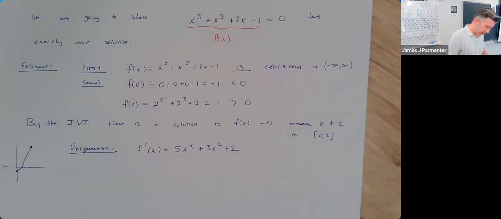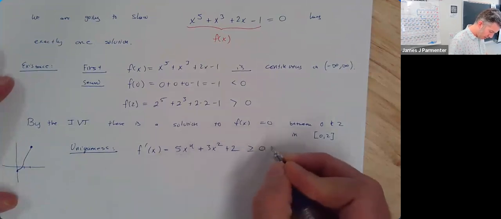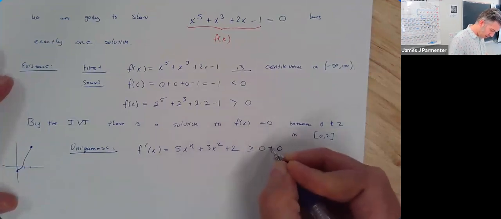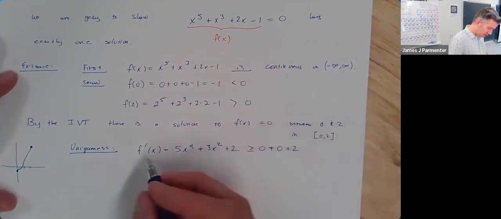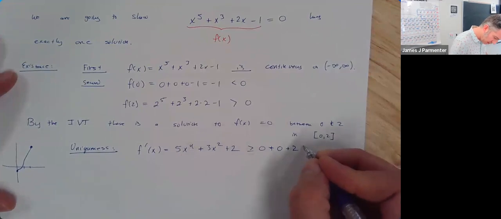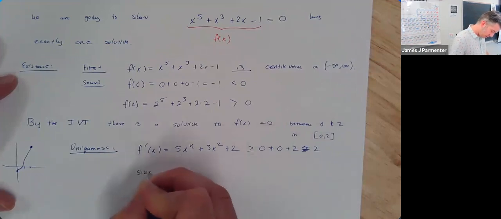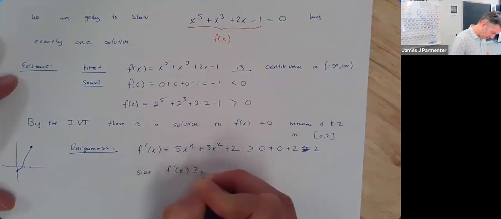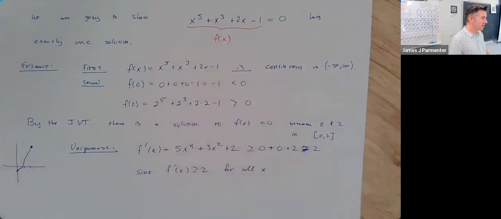But no matter what you plug in, 5x to the fourth is greater than or equal to 0. 3x squared is greater than or equal to 0. And 2 is greater than or equal to 2. And so this derivative is always greater than or equal to 2, which is positive. Since f prime of x is greater than or equal to 2 for all x, that means the function is always what?